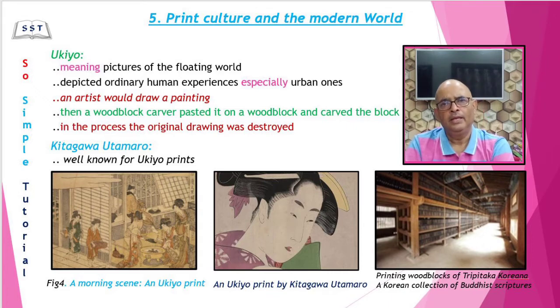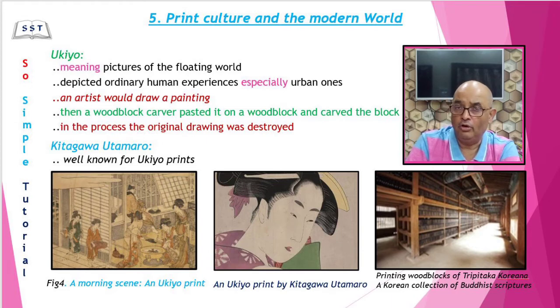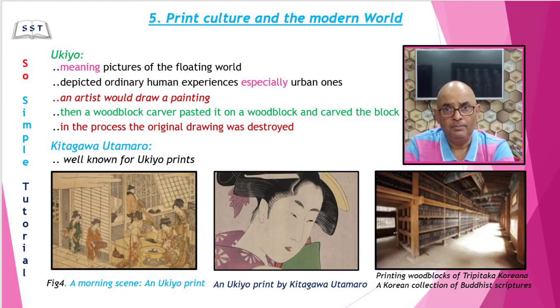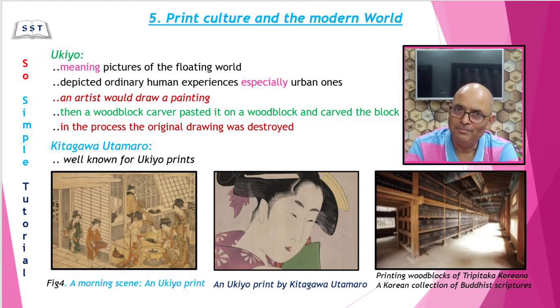In Ukiyo, an artist would draw a painting on an identified theme. Then a skilled woodblock carver pasted the drawing on a woodblock and carved the block. Thus, the original drawing was destroyed in the process, but the block remained, which could be used repeatedly to produce prints. Thus, printing technology helped in the fast spread of this art form. Kitagawa Utamaro was one such Japanese artist who is highly regarded for his Ukiyo woodblock prints.